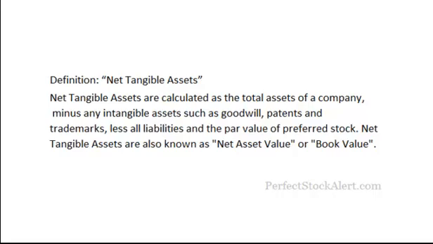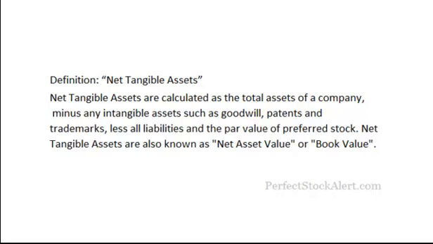Net tangible assets are calculated as the total assets of a company minus any intangible assets such as goodwill, patents, and trademarks, less all liabilities and the par value of preferred stock. Remember, you have to subtract the par value of preferred stock. Net tangible assets are also known as net asset value or book value.